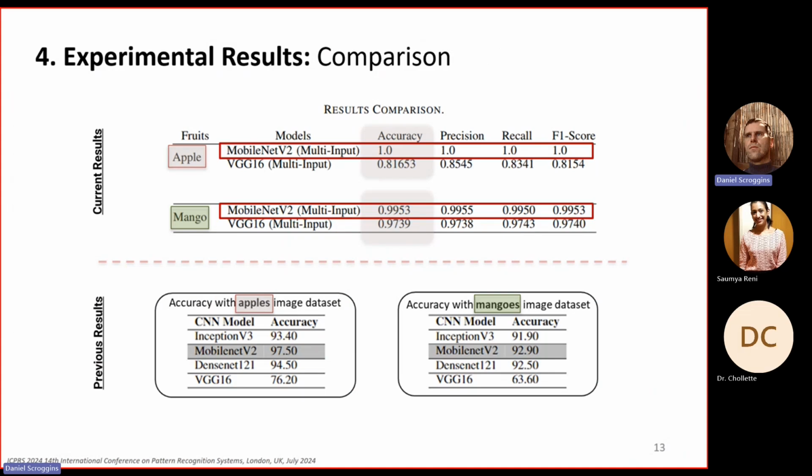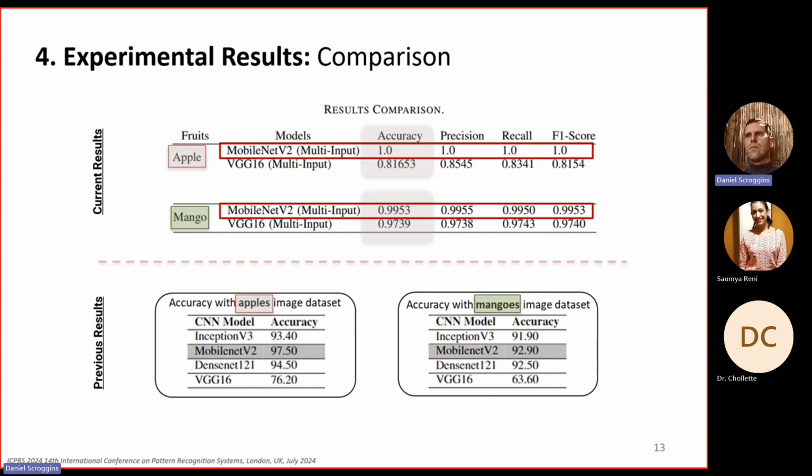The experimental results showed that using silhouette images with multi-input architecture results in better accuracy than our previous work. In this case, the MobileNet achieved 100% classification accuracy for apples and 99.5% for mangoes, compared to 97.5% for apples and 92.9% for mangoes that were obtained in the previous work. This emphasizes the efficacy of a different architecture and provides valuable insight for future research.